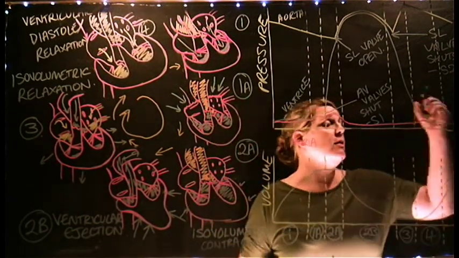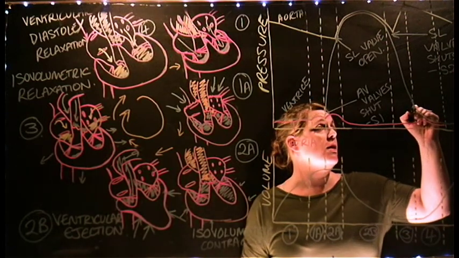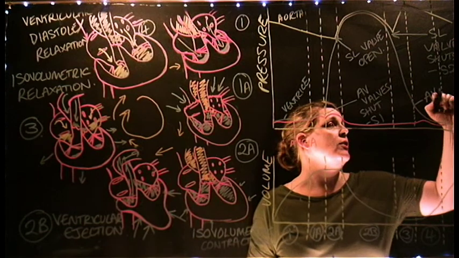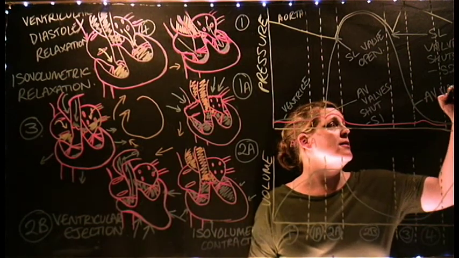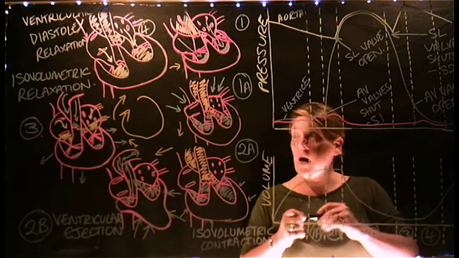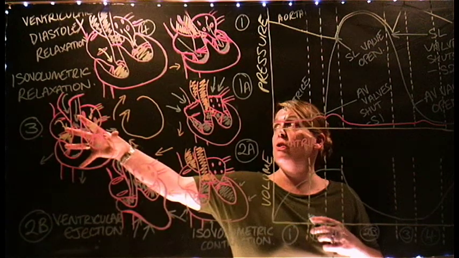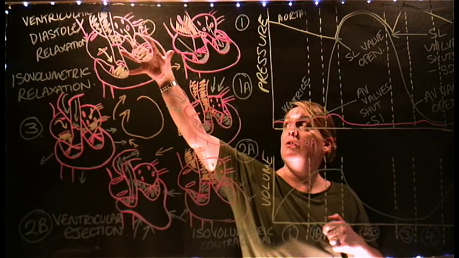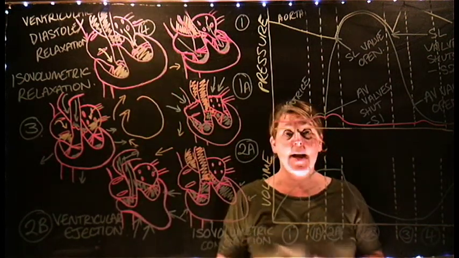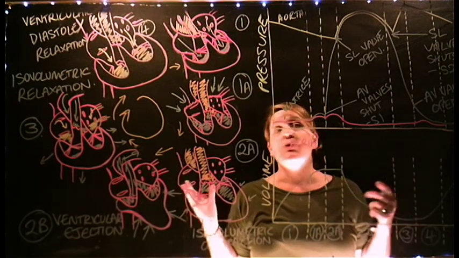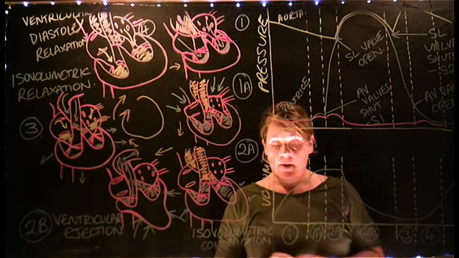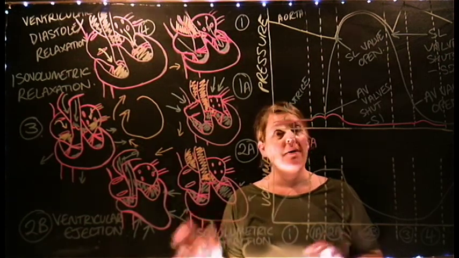So one thing that I did miss here is the opening of the AV valves, and that is in the transition from isovolumetric relaxation to our ventricular relaxation, or our ventricular diastole. So this is the full cardiac cycle. Hope it made sense.